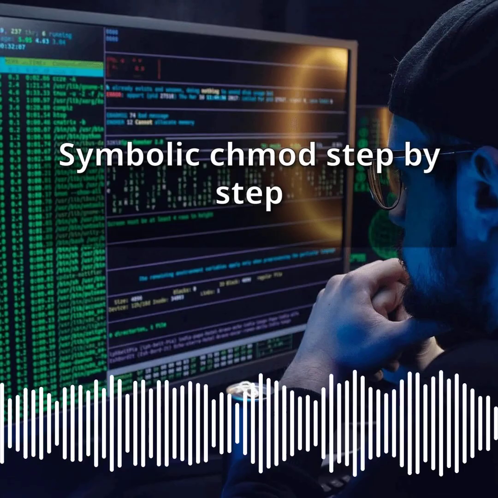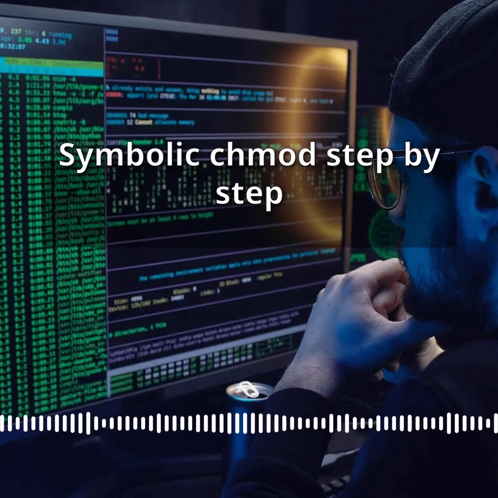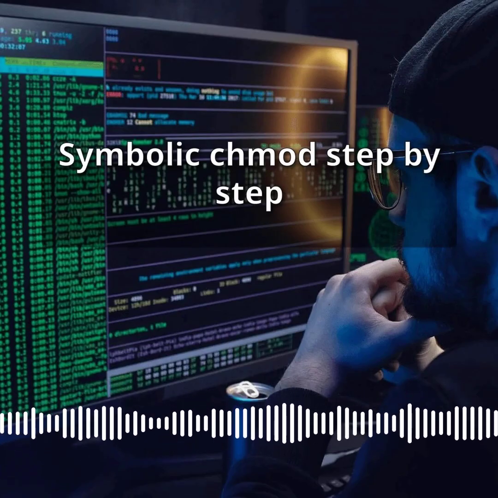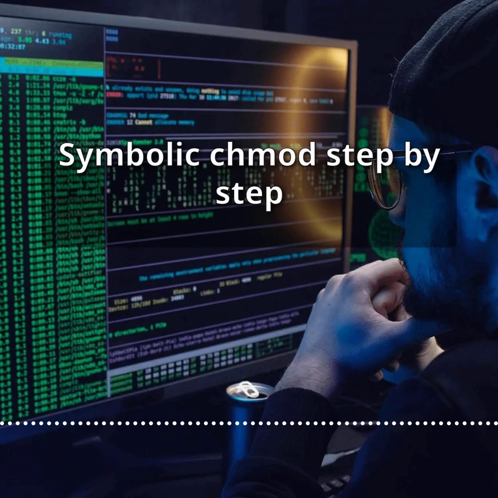Mini example. To make a script executable by its owner only: chmod u+x,go-x deploy.sh. This adds execute for the owner and explicitly removes it for group and others in a single command.